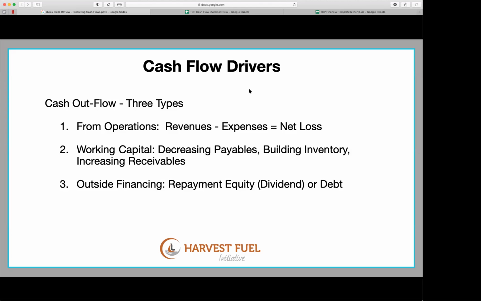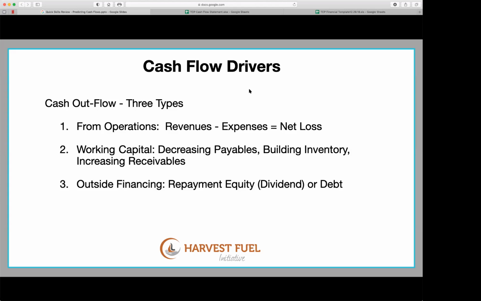And again, increasing receivables. So maybe my bigger clients want 30 days net or 60 days net, and they won't have it any other way. So if I want that client, then I'm going to have a receivable on the books from them, which means they're going to delay paying me, and that's going to use up cash.